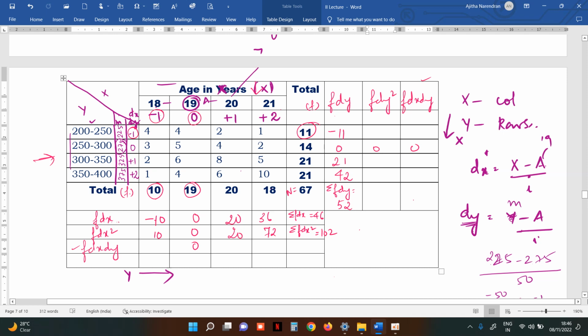In case of f dy square, double this dy and multiply with f. Minus 1 into minus 1 is plus 1. Plus 1 into 11 is 11. Right? This will be 0. 1, 1, 1. 1, 21, 21. 2 into 2 is 4. 4 into 21 is 84. Summation of f dy square, the value is 116. So this is how you have got the value of this.